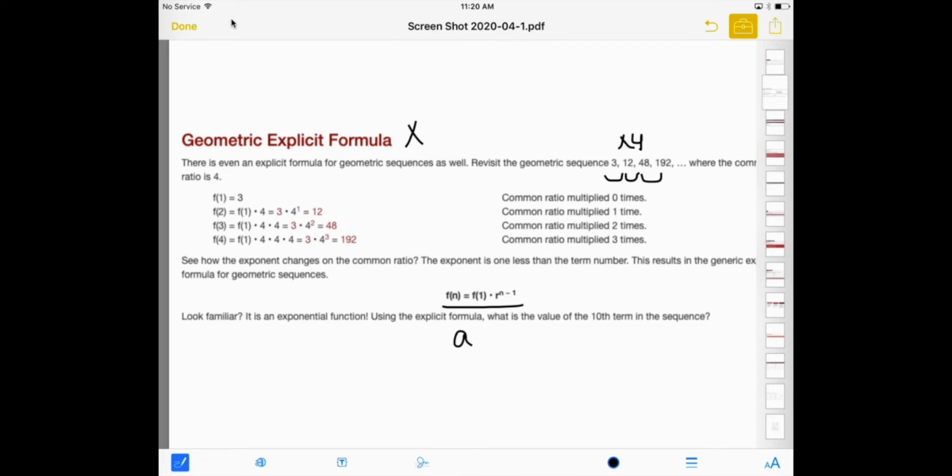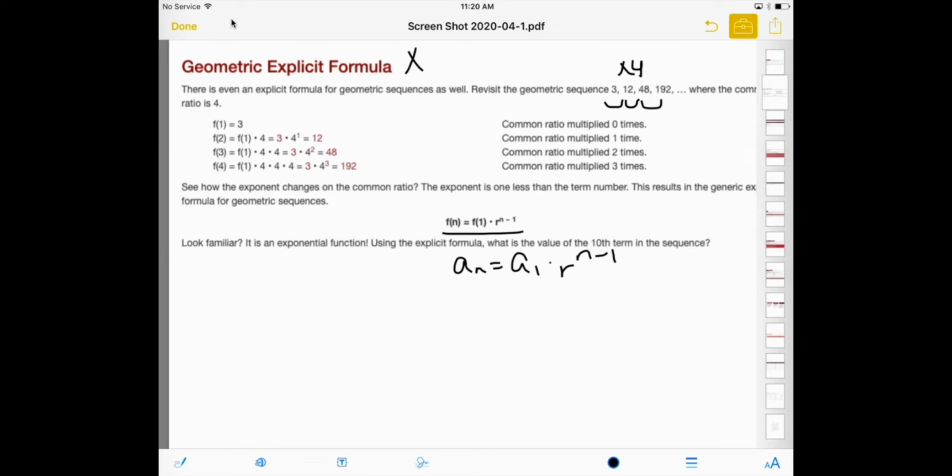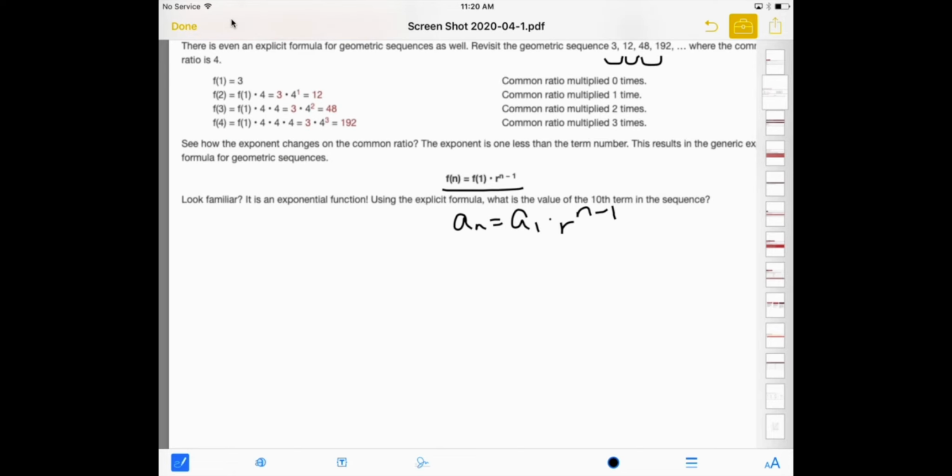Now, this is the formula that they actually show you, but you should remember, hopefully, a sub n equals a sub 1 times r to the power of n minus 1. That's going to be the formula that we want to use, and it's asking us to find the value of the 10th term in the sequence. So a sub 1, just like before, is the first term, which is 3.